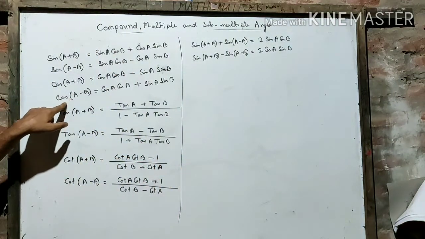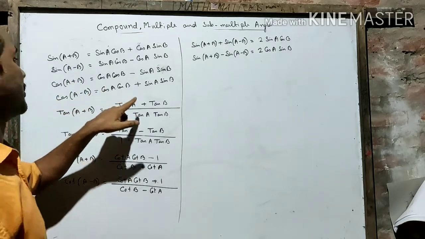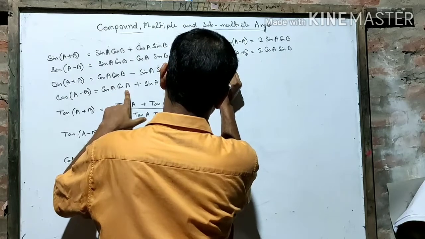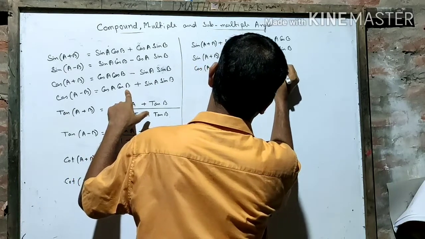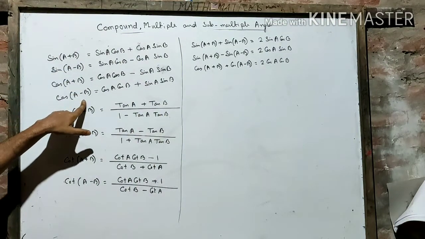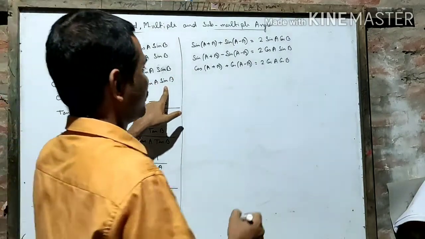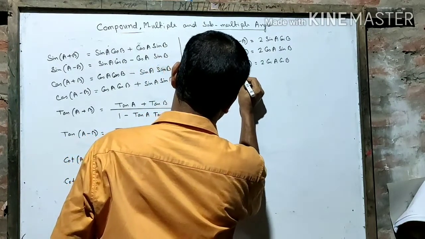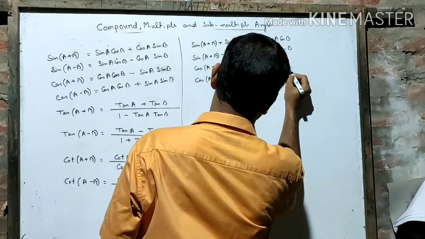Then cos(A + B) + cos(A − B). If we add these two formulae, cos A cos B plus cos A cos B is 2 cos A cos B. So cos(A + B) + cos(A − B) = 2 cos A cos B. If we subtract cos(A + B) − cos(A − B), cos A cos B gets cancelled, then minus sin A sin B minus sin A sin B, this will be minus 2 sin A sin B.